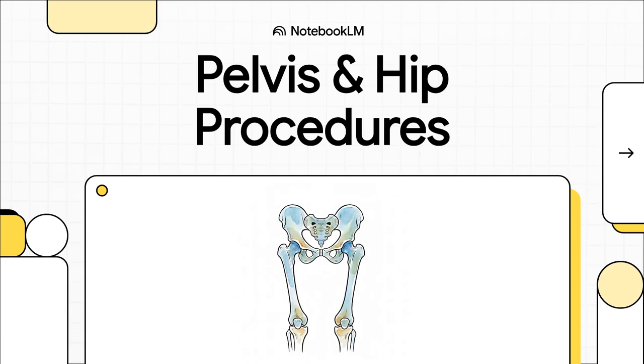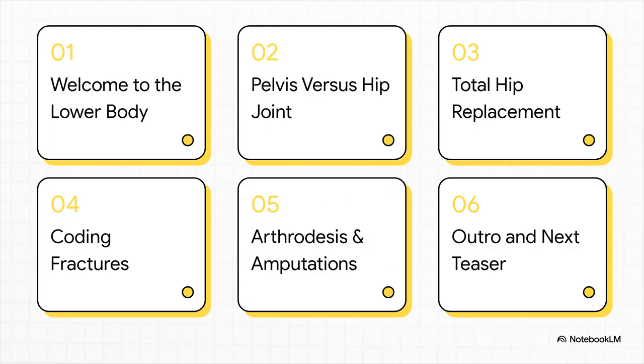Today, we're jumping right into part 10 of our Musculoskeletal Explainer series. We're breaking down the incredibly complex language of the CPT manual's 20,000 series, specifically focusing on the heavy-duty procedures of the pelvis and hip joint and translating all of it into simple, actionable coding knowledge. Let's get into it. Here is our agenda for today.